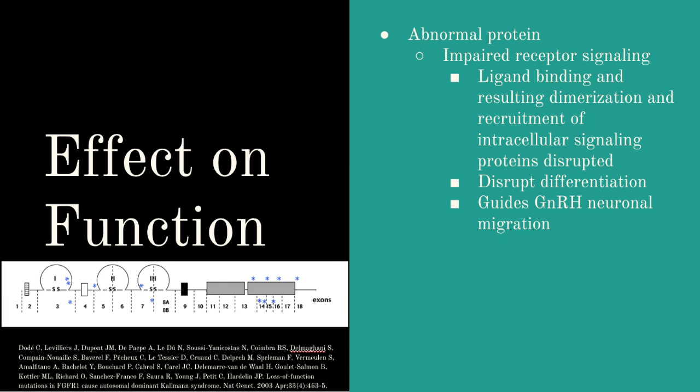In general, mutations in our protein of interest lead to impaired receptor signaling because ligand binding and the resulting dimerization and recruitment of intracellular signaling proteins is disrupted, and this will later go on to disrupt normal processes such as differentiation. And I also noted that FGFR1 guides GnRH neuronal migration, which has a big role to play in delayed sexual maturity. So this is another specific example of something that could get disrupted.